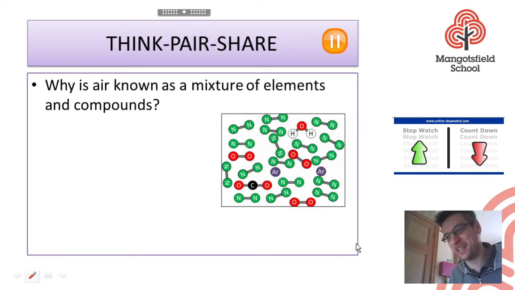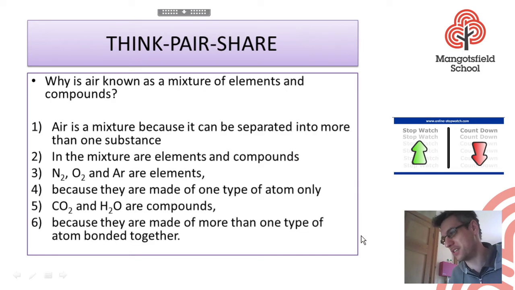Right, okay, here we go. What was your answer? I said, why is air known as a mixture of elements and compounds? Air is a mixture because it can be separated into more than one substance. In the mixture are elements and compounds. For example, nitrogen, oxygen, argon are elements because they're made of one type of atom. Carbon dioxide and water are compounds because they're made of more than one type of atom. They are mixed together in air, and air can be separated into elements and compounds.